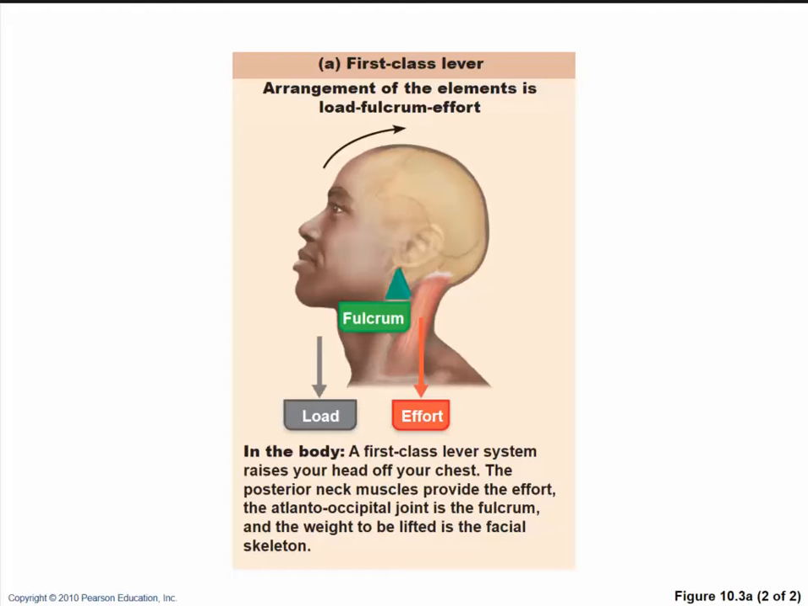An example of where we see this in the body is in the skull. The fulcrum is where the atlas and the occiput meet. The load is the weight of your face, and the effort is the muscles to the occiput, to the back of your skull. And by pulling down, then we lift up our face. Typical first-class lever.